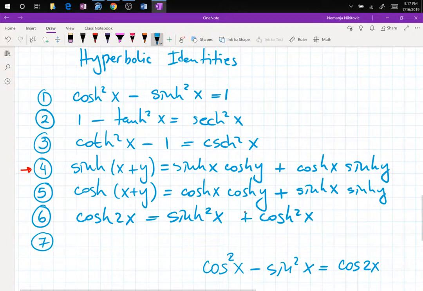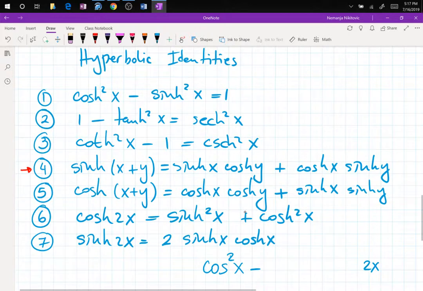Number 7. There it is: sine hyperbolic 2x is, well, this is going to make you happy, 2 sine hyperbolic x cosine hyperbolic x. So this is another one of those where if you delete all the h's, you get the trig formula verbatim.